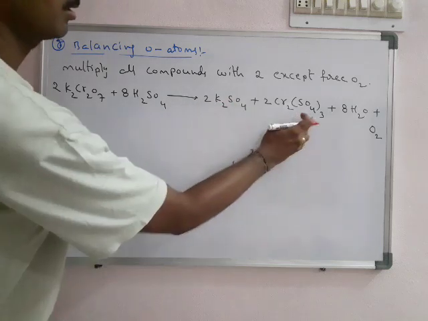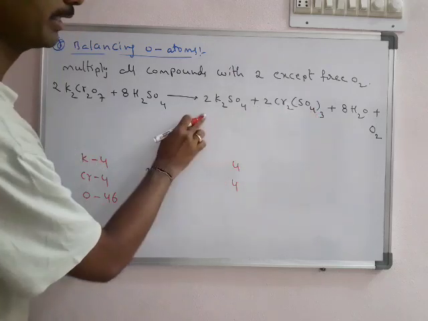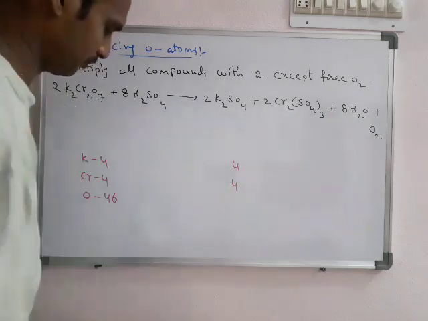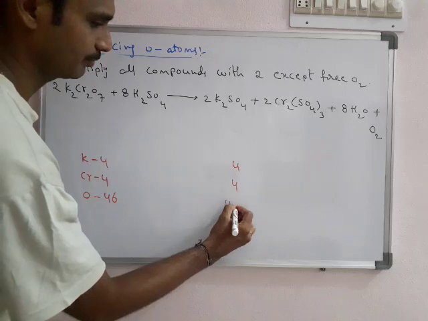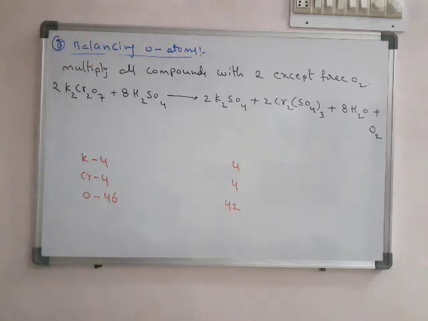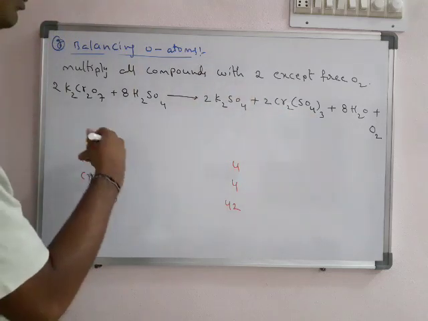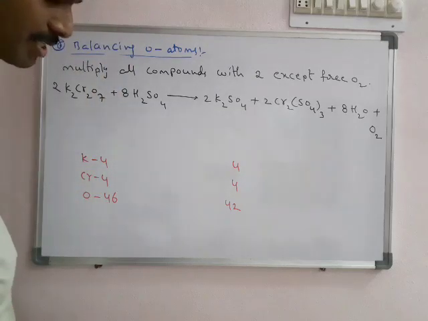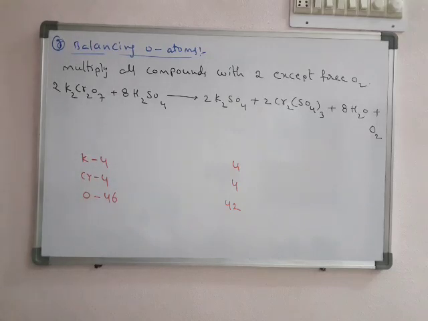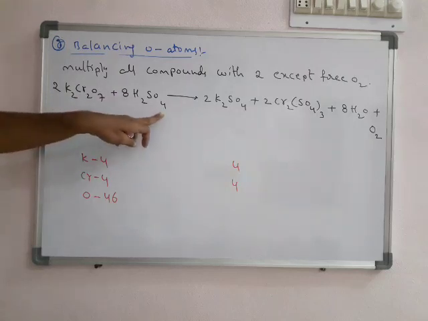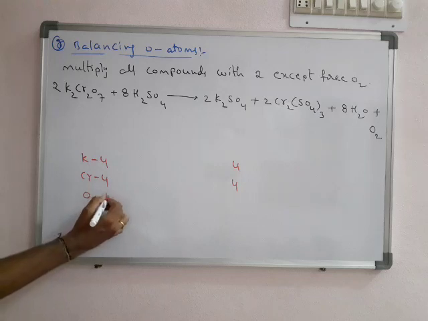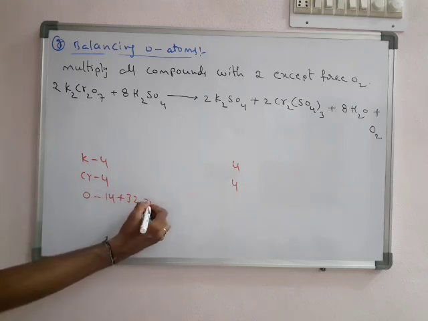Here 4 times 2 is 8, 12, 24, 32, 40, 41, 42. Here 42 oxygens are there. There is a change in the number of oxygens. I think it is already balanced, but just check it once. How many oxygens are there? Here 14 oxygens, here 32. 14 plus 32 is 46.